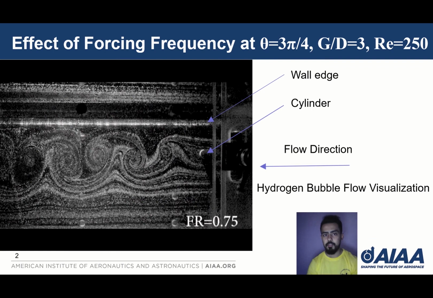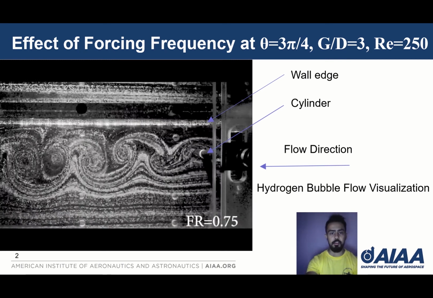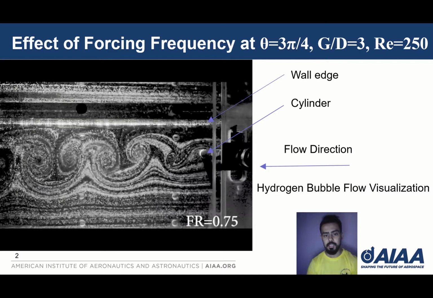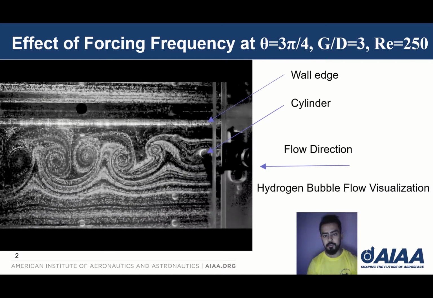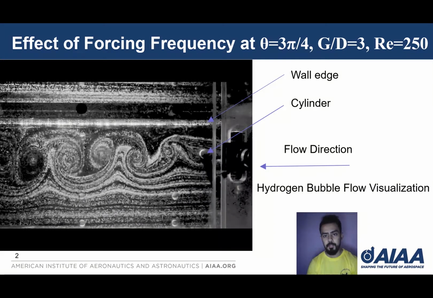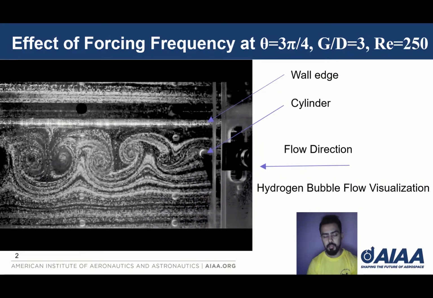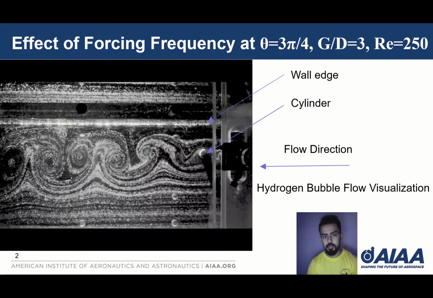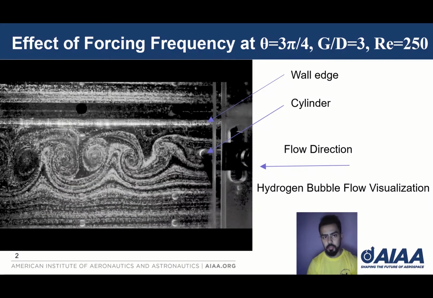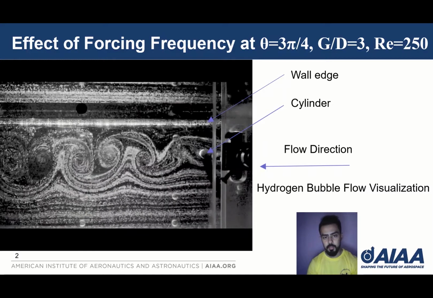Here we see the effect of forcing frequency at an amplitude of 135 degrees, gap to diameter ratio of 3 and Reynolds number of 250. This video on the left-hand side has an FR of 0.75, and the type of visualization is hydrogen bubble flow visualization. Now we'll see what happens when we increase the forcing frequency.